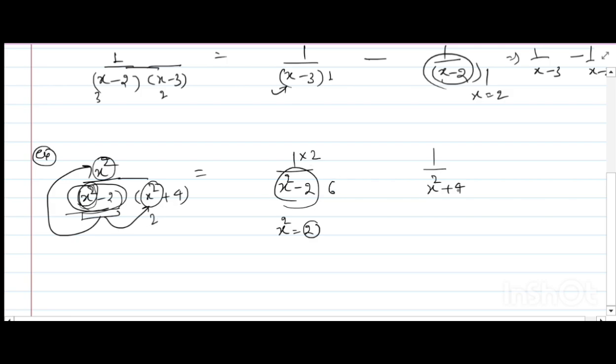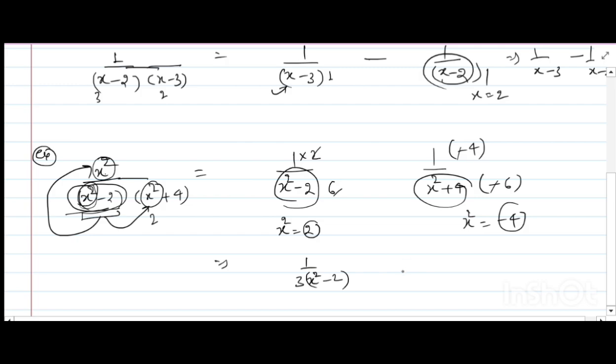Now for the second one, x square equals minus 4. Use it everywhere. In the numerator you will use minus 4 and in the denominator minus 4 minus 2, that is minus 6. So minus minus cancels out. Now simplify this. So 2 by 6 is 1 by 3, over x square minus 2. That is with plus sign. Here also it is plus sign. 4 by 6 is 2 by 3, over x square plus 4. So this is how we can make partial fractions in one line using this method.